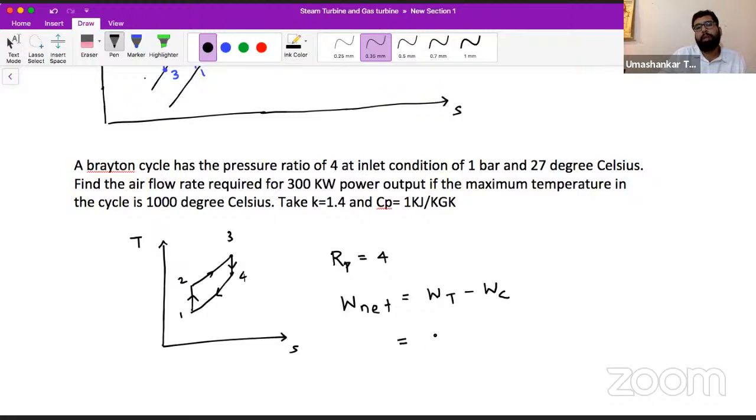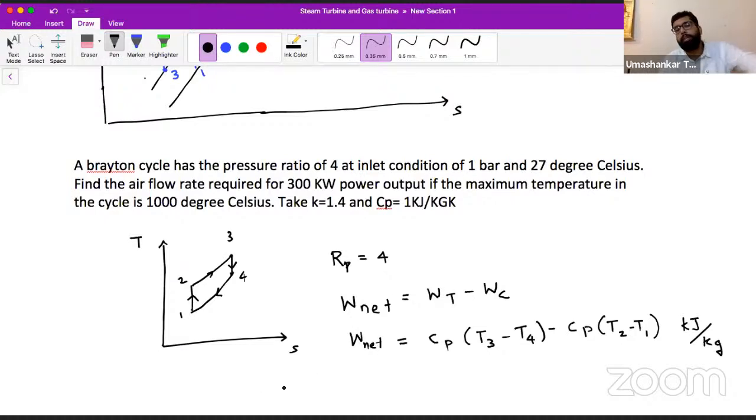So turbine work is Cp (T3 minus T4). So our net work in kilojoules per kg is Cp (T3 minus T4) minus Cp (T2 minus T1). This is our net work done in the units of kilojoules per kg. Got my point or not?